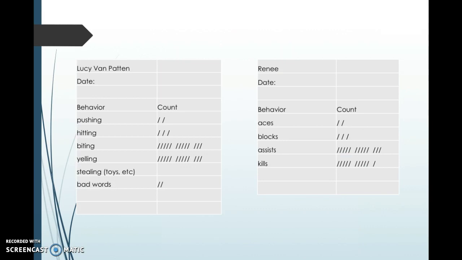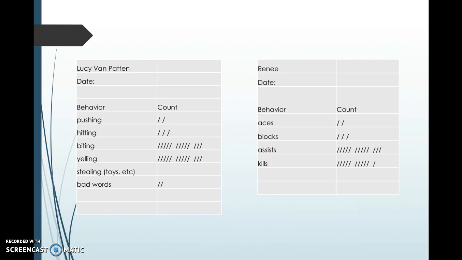In the example on the left, the teacher is looking for very specific negative behaviors and only for one child with whom there seems to be a problem. This type of data will be shared with parents and then used to develop a behavior modification plan for the child. Frequency counts like this are almost always used to address negative behaviors, but they can be used for good behaviors as well.